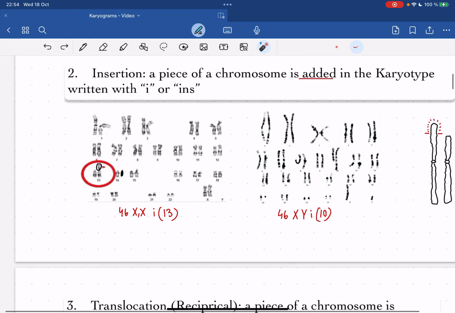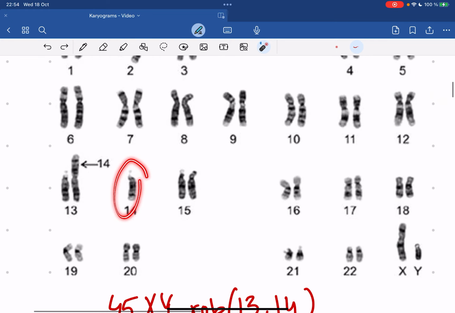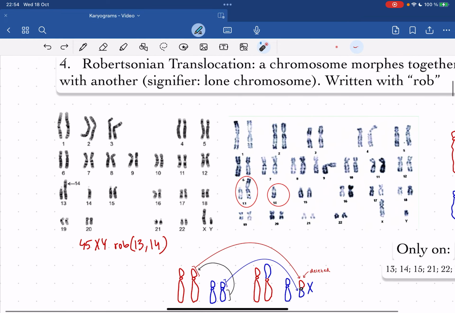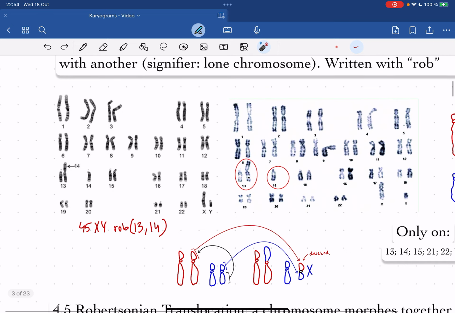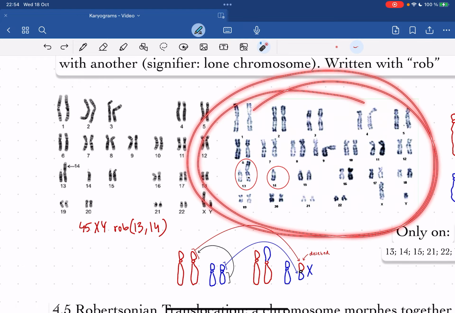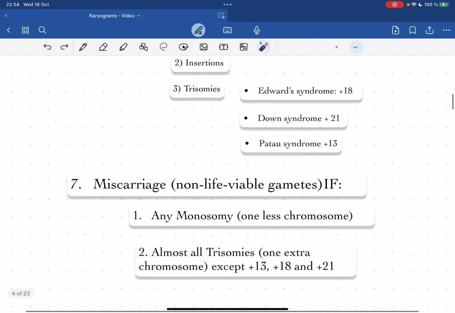But again, remember that it is not the same as Robertsonian translocation, because Robertsonian translocation isn't technically missing the chromosome, because realistically it's just put right here. So just make sure to remember that, because we will never get a karyogram of a monosomy individual, because they will never be alive to begin with, and in order to get a karyogram they have to be alive. That's just a little bit of extra information for you guys.